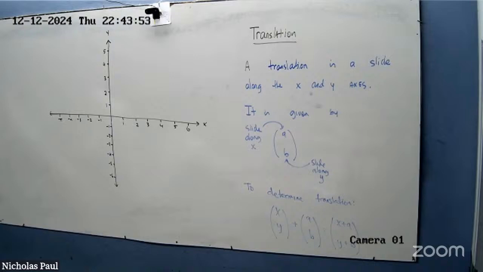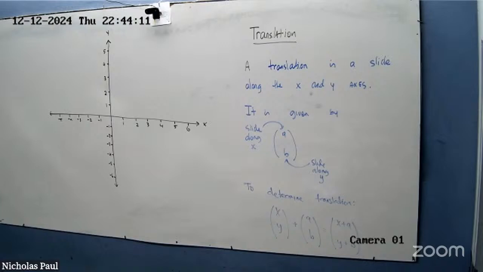Right? You all have everything? So here's what. Take a look at the note. A translation is really a slide. So if I give you an object and I slide the object along the X and Y, that's called a translation. And I'll give you a nice little vector looking like that, A and B.